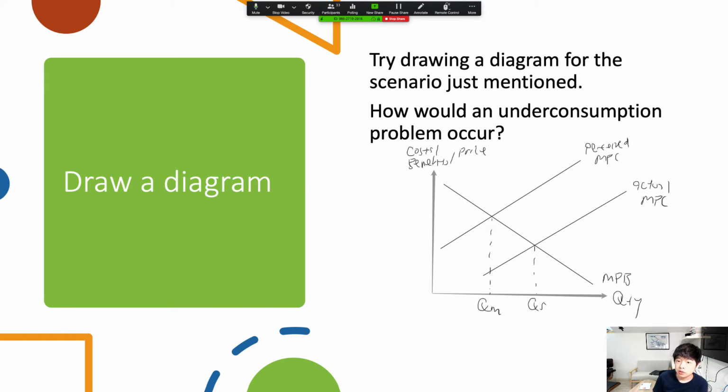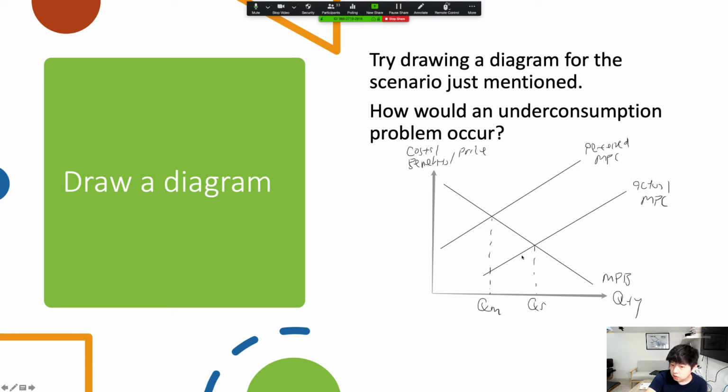Okay, so for the measles vaccination, this is the diagram that I will draw to explain it to you. Your perceived cost is higher than your actual cost. Because your perceived cost is higher than the actual cost, you consume based on your perceived cost and your marginal private benefits. So you'll consume at QM. This is the market equilibrium.